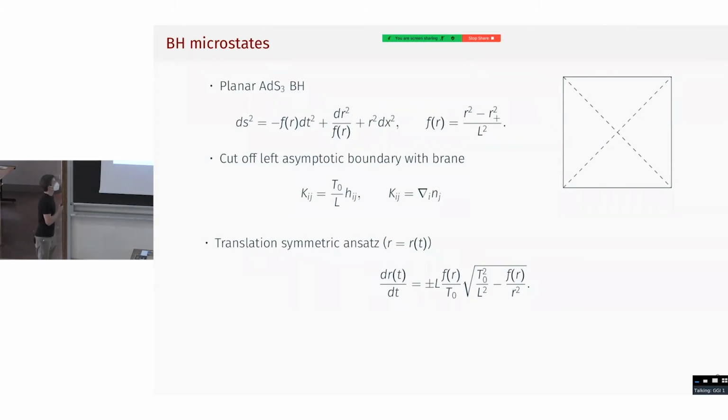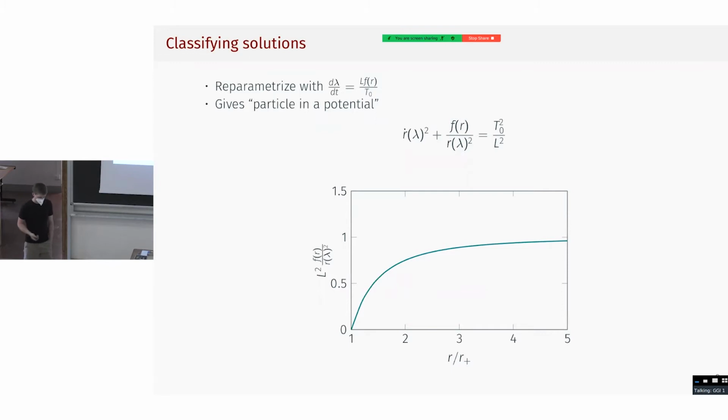We can have a real quick look at all possible solutions. We can reparameterize this a bit and bring it to a particle-in-a-potential form, where you have a potential given essentially by the blackening factor, and a particle with energy given by your tension, and your brane trajectory is given by trajectories of a particle in this potential. And we see there are three distinct cases here. One is where your brane.